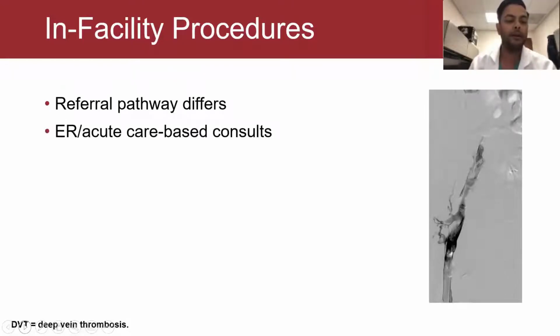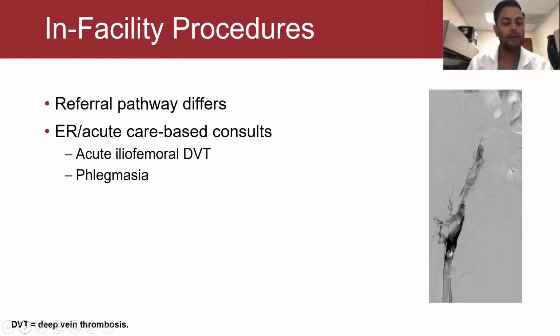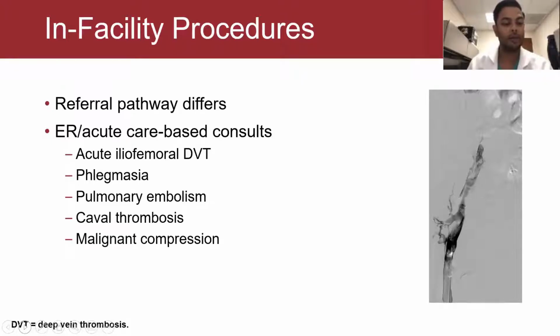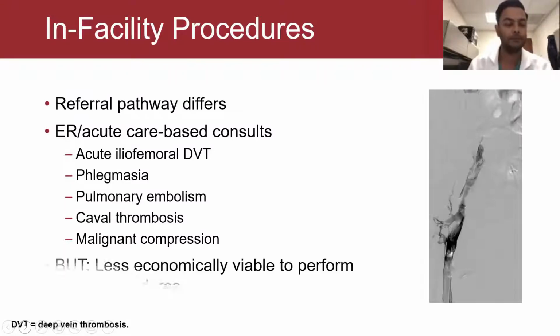We do see our fair share of ER and acute care-based consults, certainly the acute DVTs. It's possible to do it in the office. I've heard of people doing that, but again, the pathway is a little bit less clear, whereas the patient is somewhat captive in the ED, and there's a built-in referral pathway that we can use. Acute iliofemoral DVT is primarily what we see, but we certainly can see phlegmasia, pulmonary embolism, acute caval thrombosis. Here in the United States, we still have a lot of IVC filters that are placed, so seeing caval thrombosis in a filter-bearing cava is not entirely uncommon. And then in a cancer center, you may see malignant compression as well.